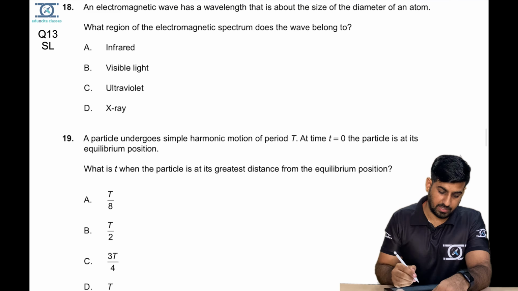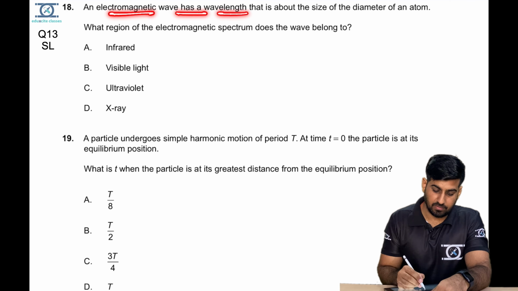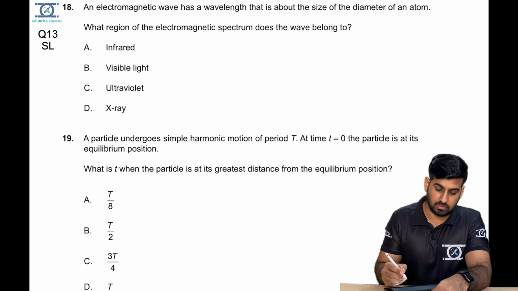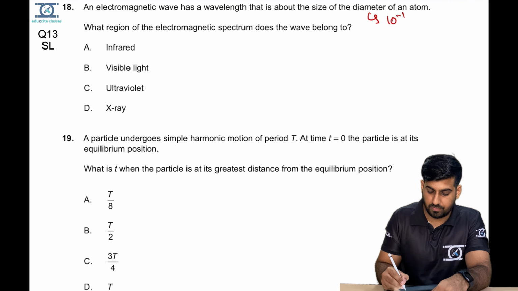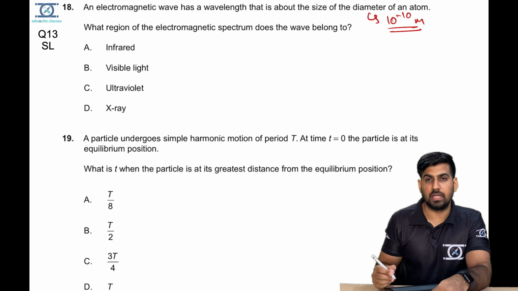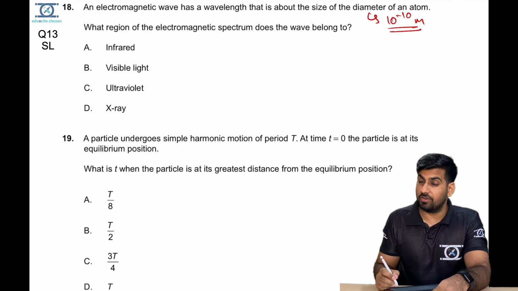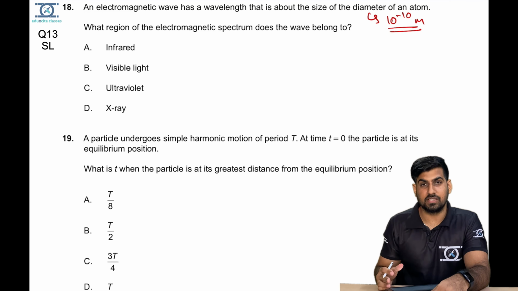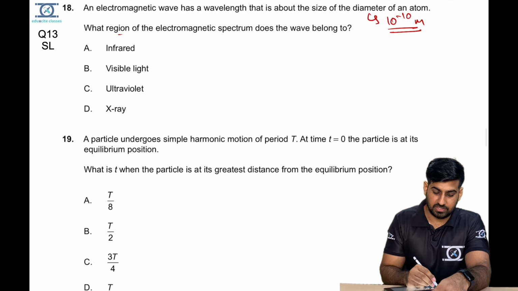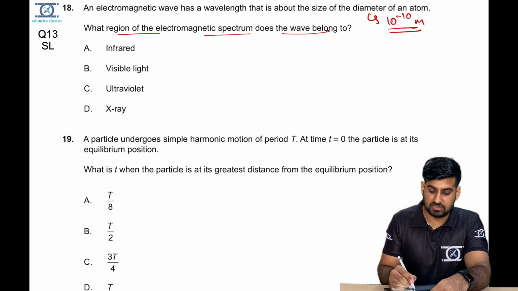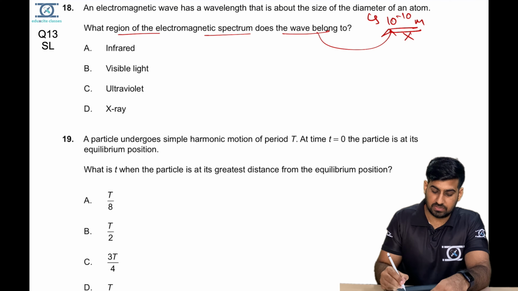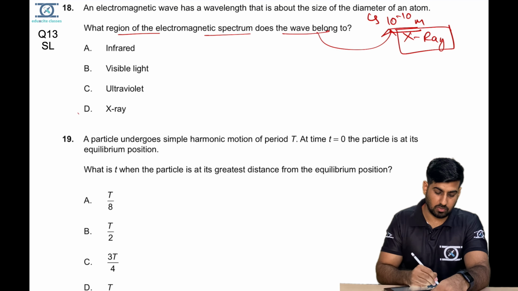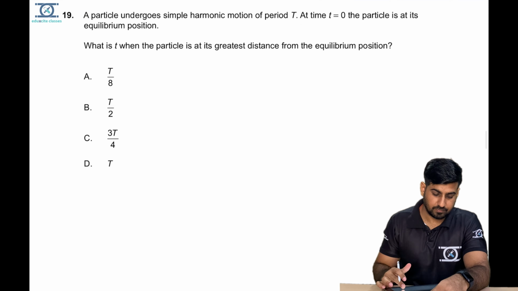Now question number 18, an electromagnetic wave has a wavelength that is about the size of a diameter of an atom. Now you should know as a student, the diameter of an atom is 10 raised to power minus 10 meter, and in your data booklet the electromagnetic radiation diagram is given, so you can check which region of the electromagnetic spectrum the wave belongs to. If you check, this will be nothing but the X-ray. So option D is the right answer.